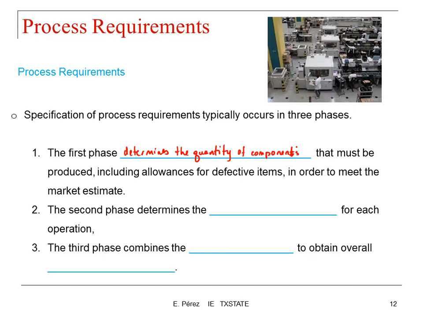The second phase determines the machine requirements for each operation. So that's what we're going to learn today, how to plan, once you have the number of units that you need to produce, how many machines you need to produce that number of units. And the third phase combines the operation requirements to obtain the overall machine requirements.